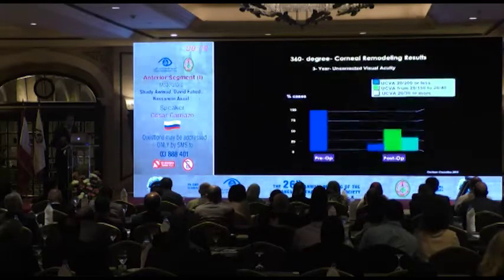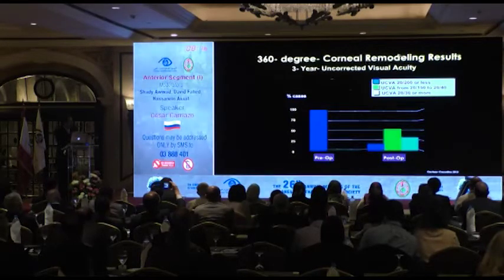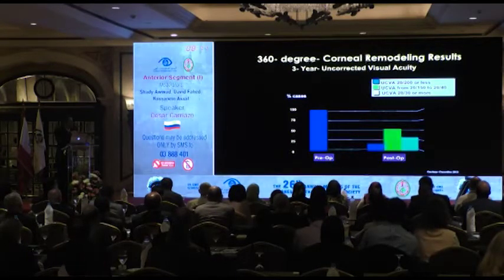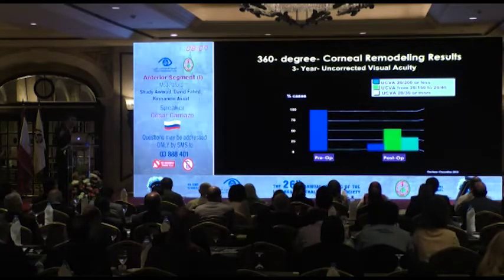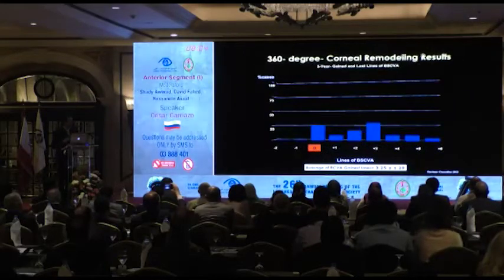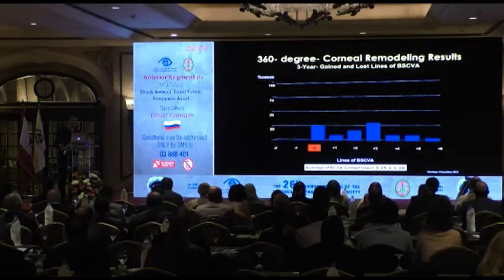The last group, the advanced, severe keratoconus, is the same. You see, the vision increased in all the cases, in most of them to 20/30 or more, in this group of severe keratoconus. And this is an amazing slide. Look at that. Up to 6 lines of vision improved in these cases.